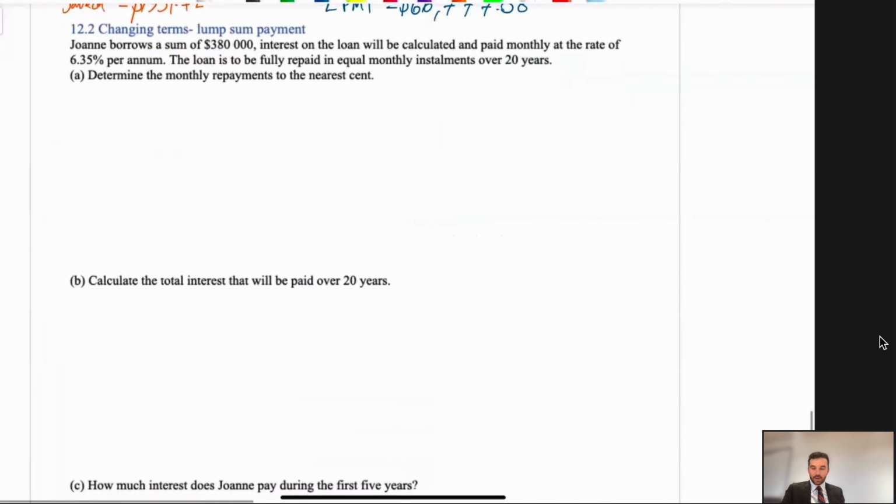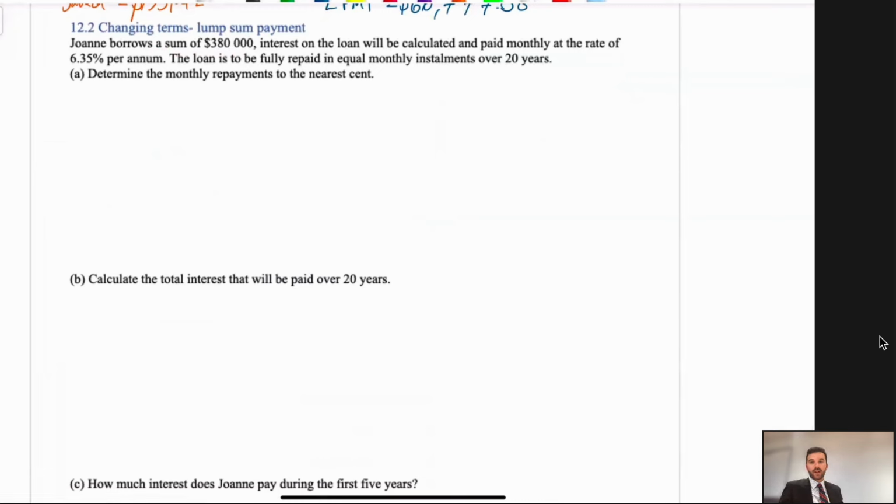There we go. So Joanne borrows a sum of 380k. Interest on the loan will be calculated and paid monthly at the rate of 6.35% per annum. The loan is to be fully repaid in equal monthly instalments over 20 years. Determine the monthly repayments to the nearest cent. So much like in the previous example, we just need to work out what the monthly repayments are.